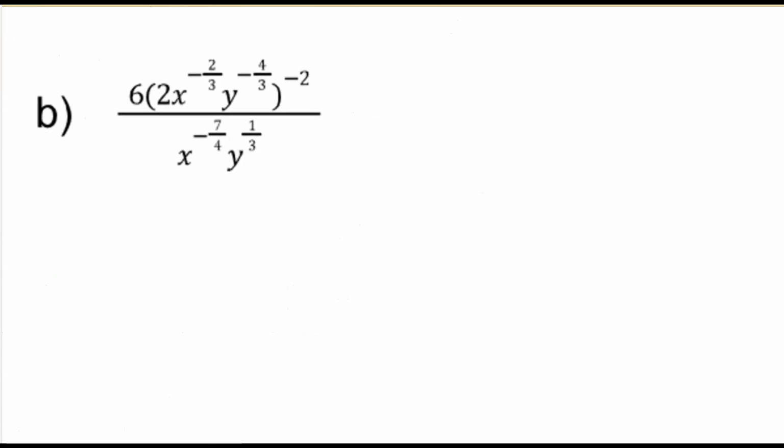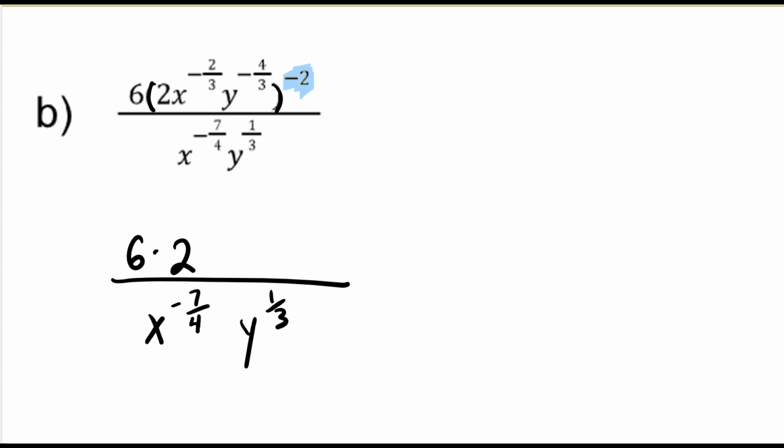For b, same sort of deal, but now we have a coefficient to worry about as well. This set of parentheses is telling me that that negative 2 exponent applies to this coefficient of 2 as well. So since there's not a lot in the parentheses there, I think this exponent is where I'm going to stop. So I'm going to rewrite just my denominator for now. I'll deal with that in a minute.